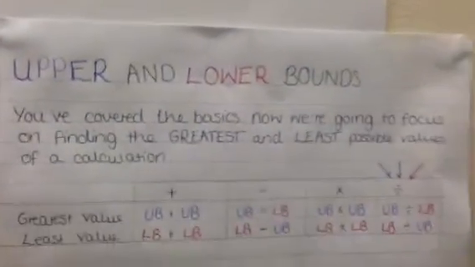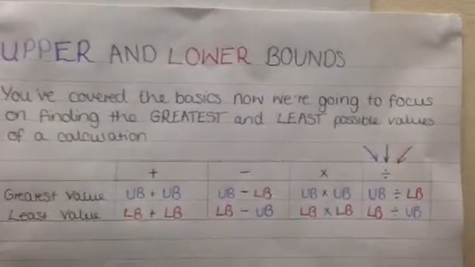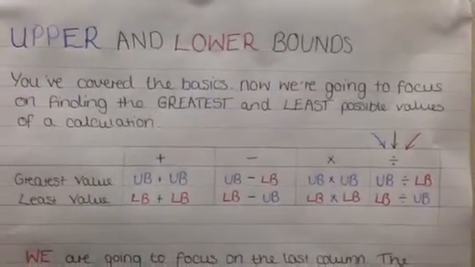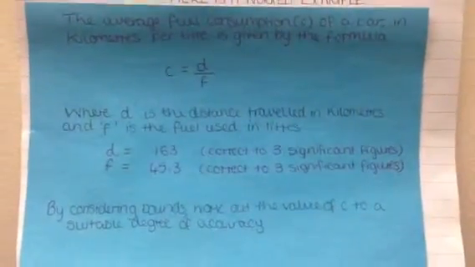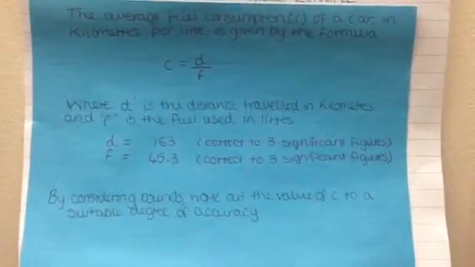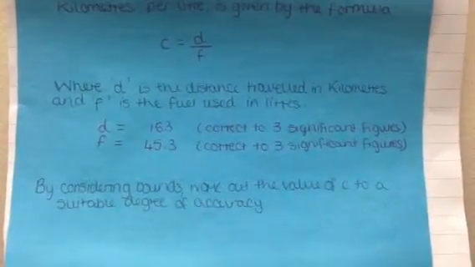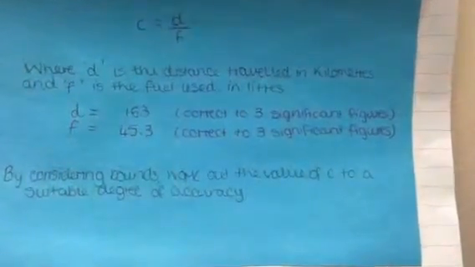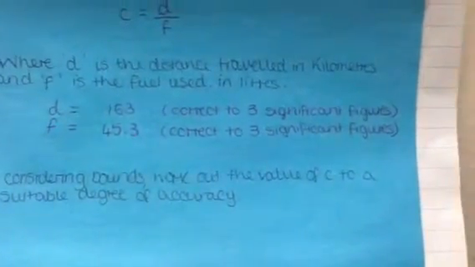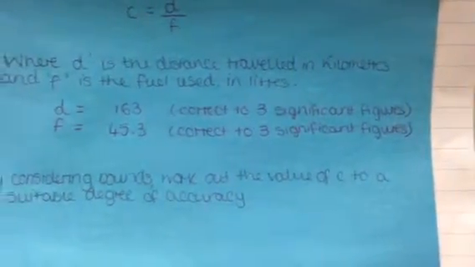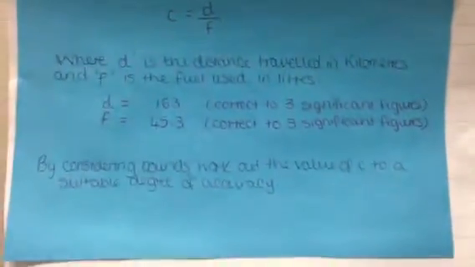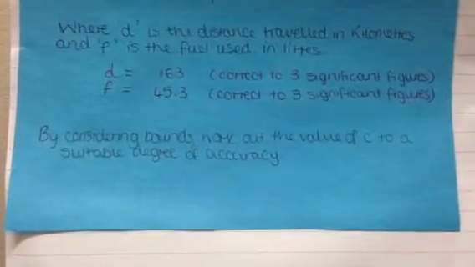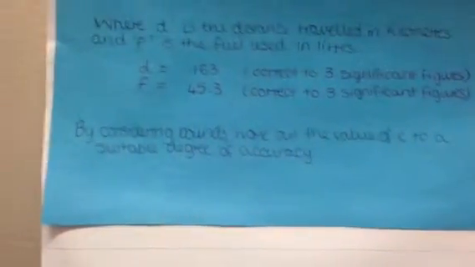So, you've covered the basics. Now we're going to focus on finding the greatest and least possible values of a calculation. We are going to focus on the last column, the division column. Here is a worked example. The average fuel consumption of a car in kilometres per litre is given by the formula C equals D over F, where D is the distance travelled in kilometres and F is the fuel used in litres. D equals 163, correct to 3 significant figures, and F is equal to 45.3, correct to 3 significant figures. By considering bounds, work out the value of C to a suitable degree of accuracy.